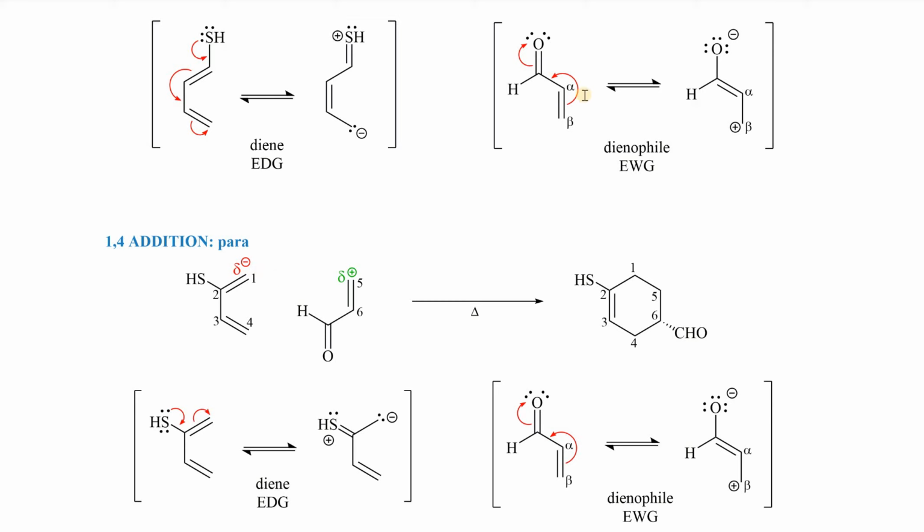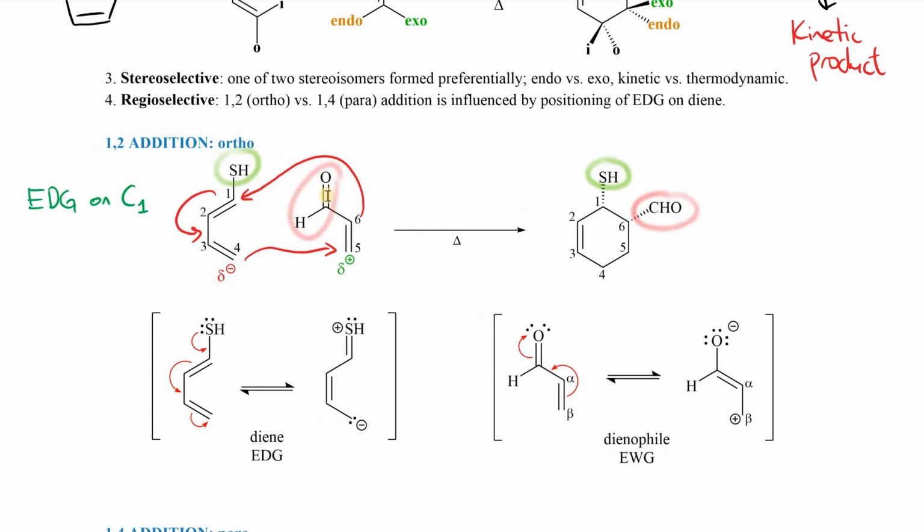Now the analysis of the alpha-beta unsaturated aldehyde is the same. The carbonyl extracts electrons, and the pi bond here donates to compensate. So the beta position is electron poor. It is partial positive. But the orientation is different, right? If we look at the orientation here, beta is pointing down.